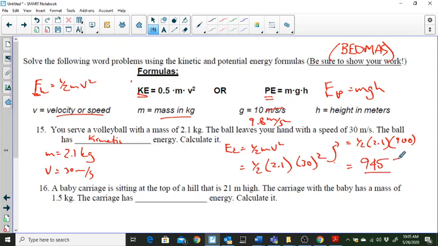945 what? Well, that's our joules, because we're talking about kinetic energy. All right, so there we have our first one.